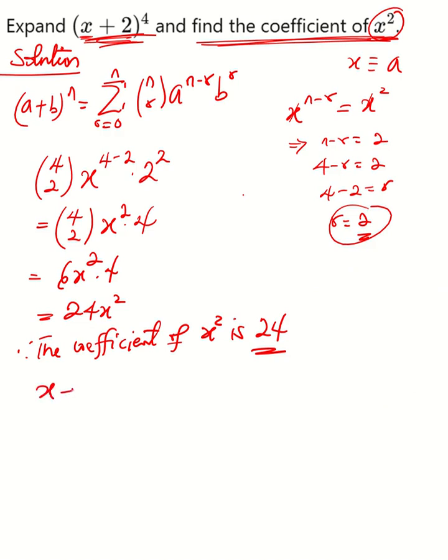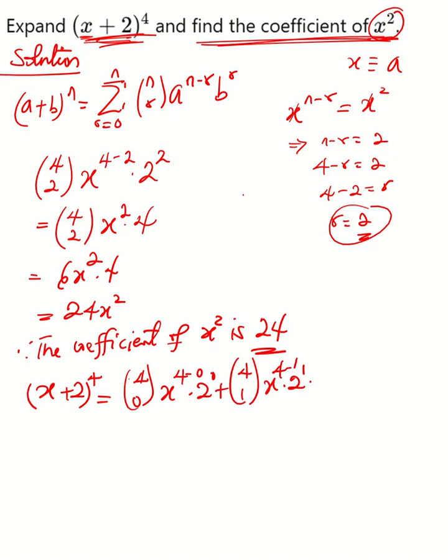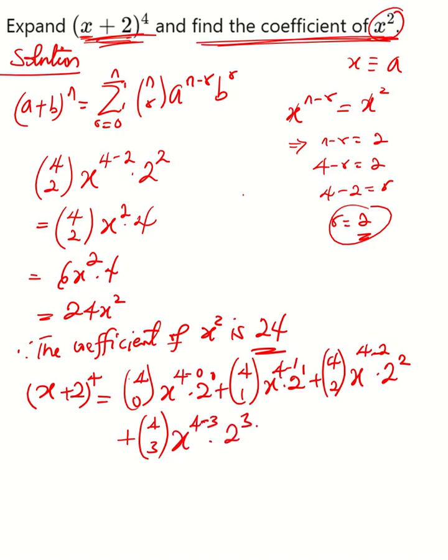So by expansion, (x + 2) to the power of 4, using the formula, this is going to be 4 combination 0, start from 0, x raised to the power 4 minus 0 times 2 raised to the power 0, plus 4 combination 1, x raised to the power 4 minus 1 times 2 raised to the power 1, plus 4 combination 2, you have x raised to the power 4 minus 2 times 2 raised to the power 2. Then, let me continue here. Plus 4 combination 3, I have x raised to the power 4 minus 3 times 2 raised to the power 3. Plus 4 combination 4, x raised to the power 4 minus 4 times 2 raised to the power 4.